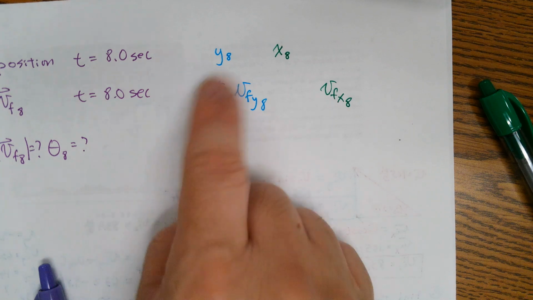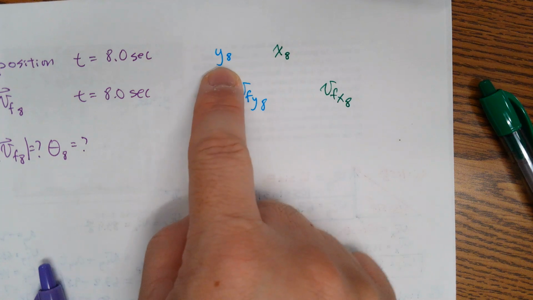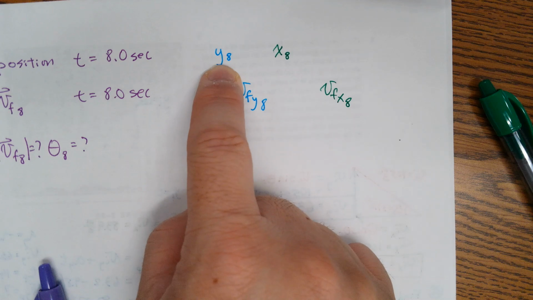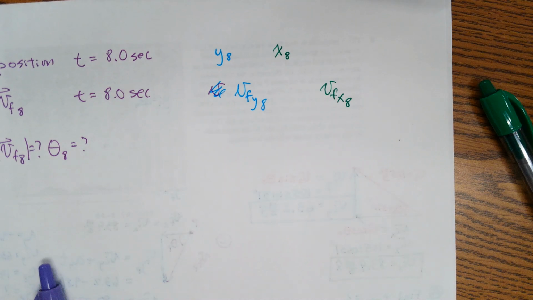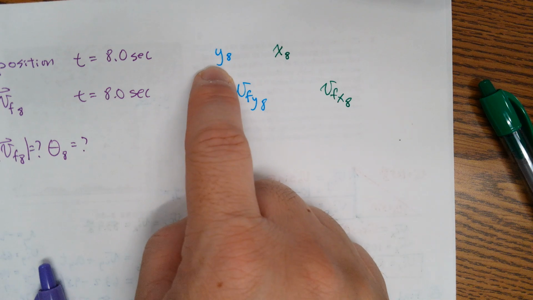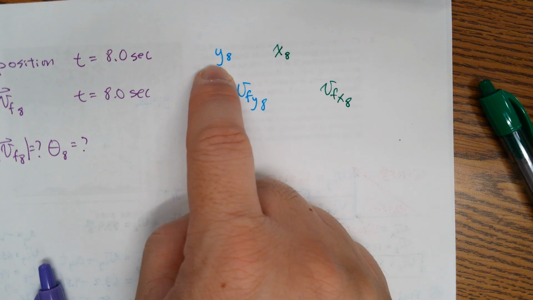You know, this can get a little tricky, but it's really not that bad. You're looking for Y final at 8 seconds. So you keep your Y initial to be 125. You know your VIY. For time, you plug in 8.